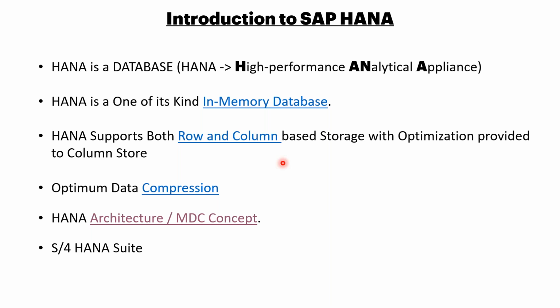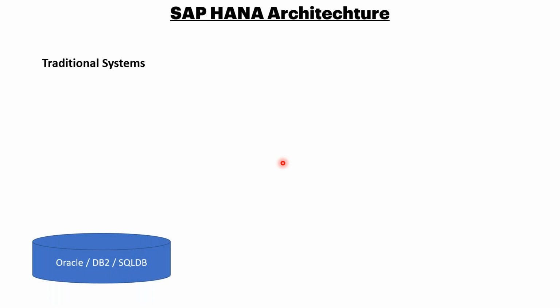We will also look at the MDC concept once we take a look at the architecture part. So let's take a look at the architecture. Let me try to explain how different our HANA architecture is compared to the traditional system. Let's take an example of a traditional system.